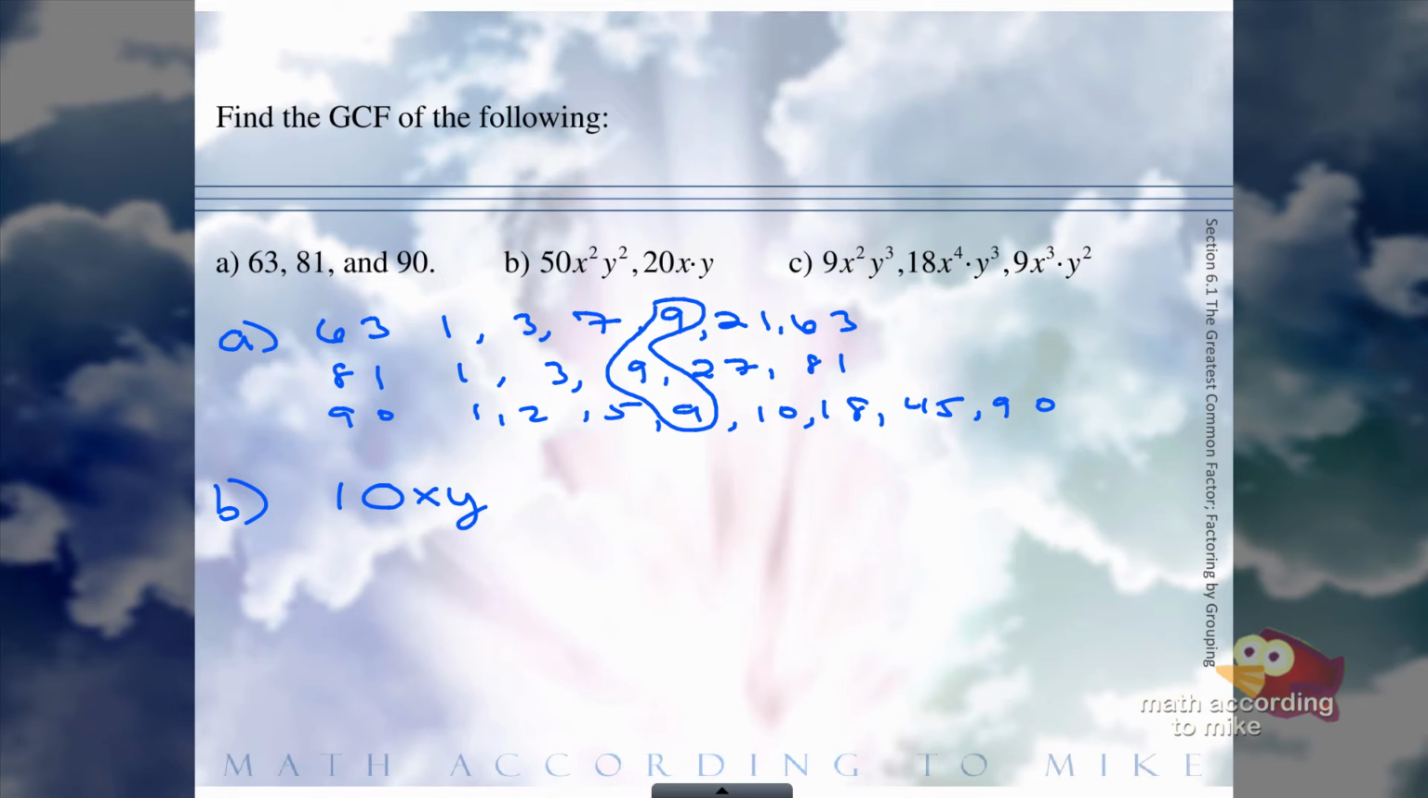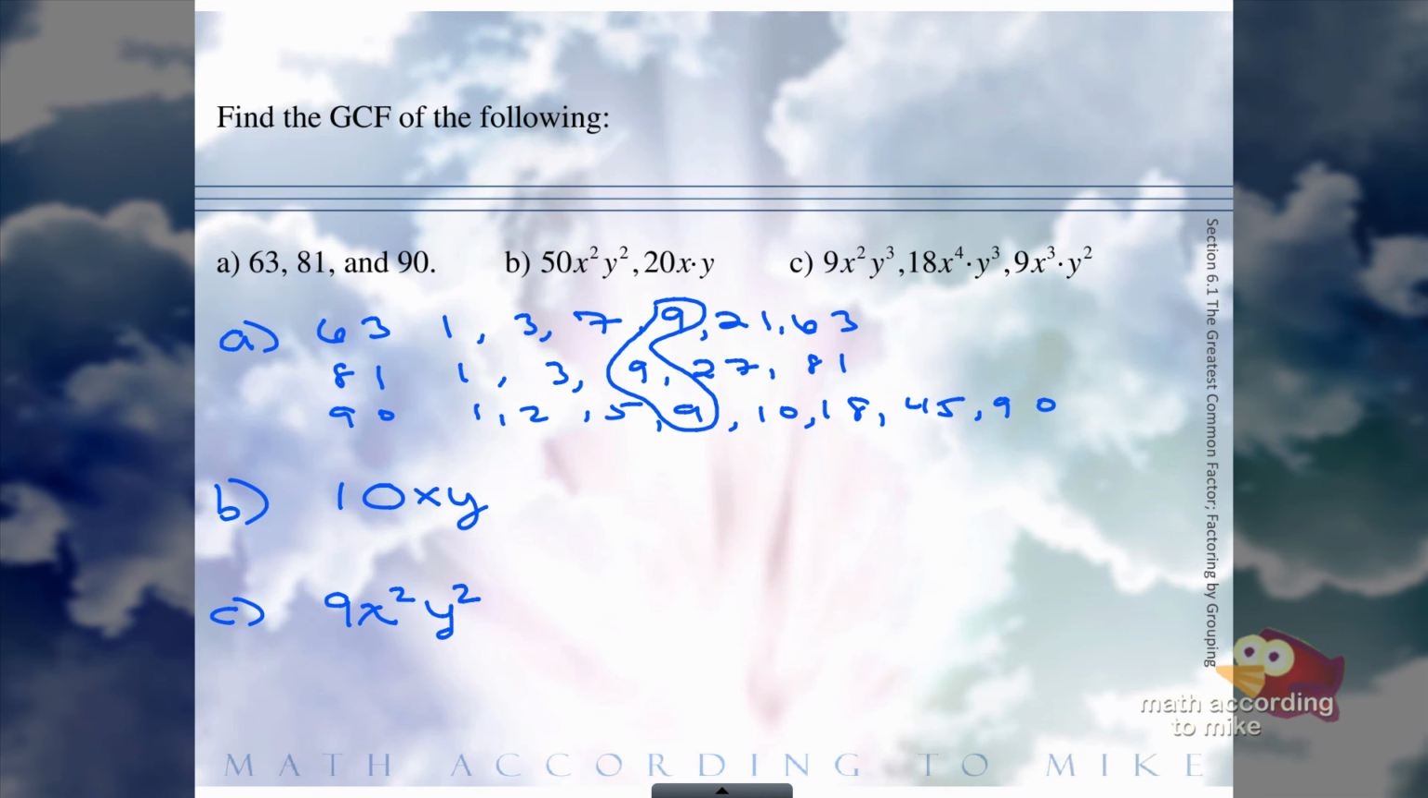And then in part C, again, look at the coefficients, 9, 18, and 9. You would say 9. Look at the x's, x squared, x to the fourth, x cubed. Take, again, the smallest exponent, x squared. And for the y's, y cubed, and y squared, y squared.